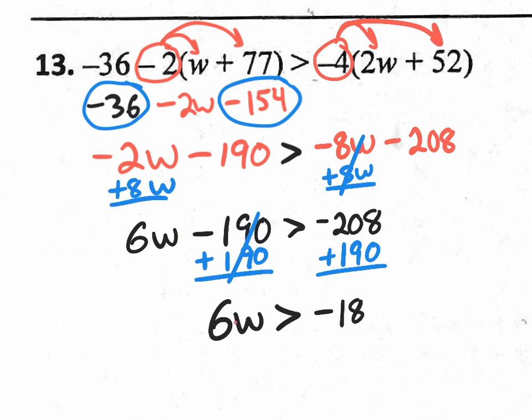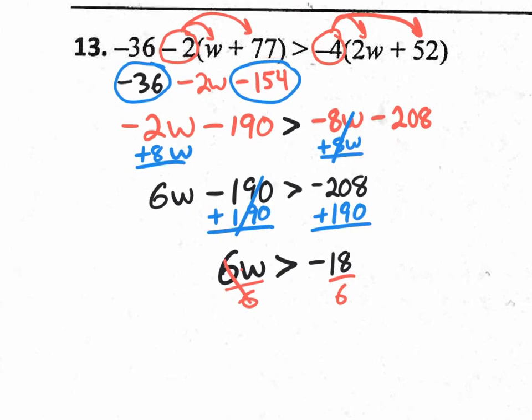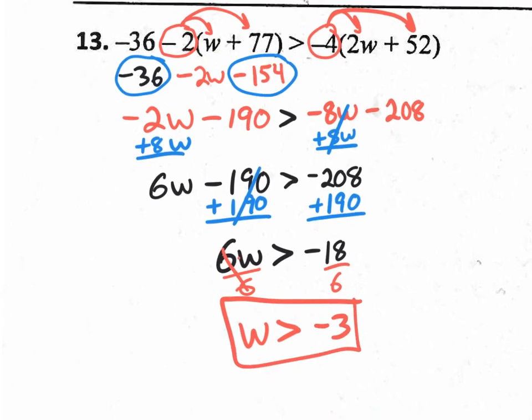So let's get rid of the multiplication of 6 by dividing by 6, dividing by 6. And we did not divide by a negative, we divided by a positive 6, which means that the inequality symbol is going to stay exactly the same. The only time you flip it is if this number you're dividing by is negative. This is a positive 6, so we do not flip it. The answer is negative 3. So this is our answer. W is greater than -3.